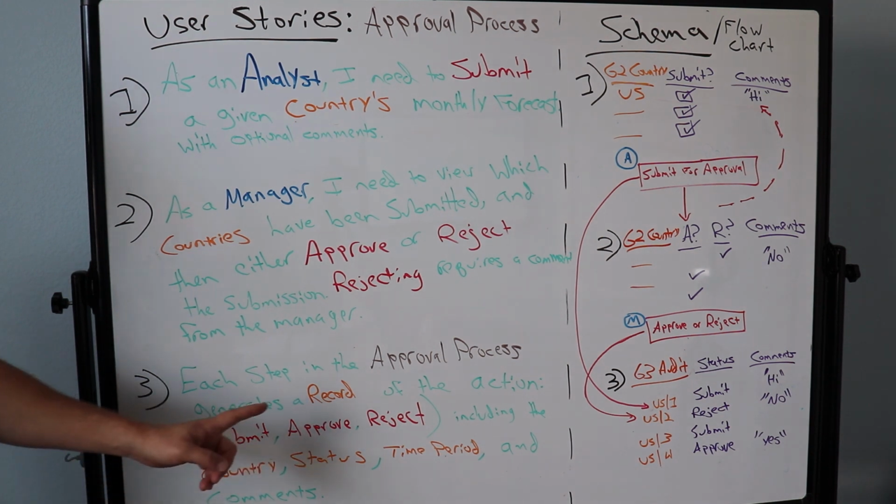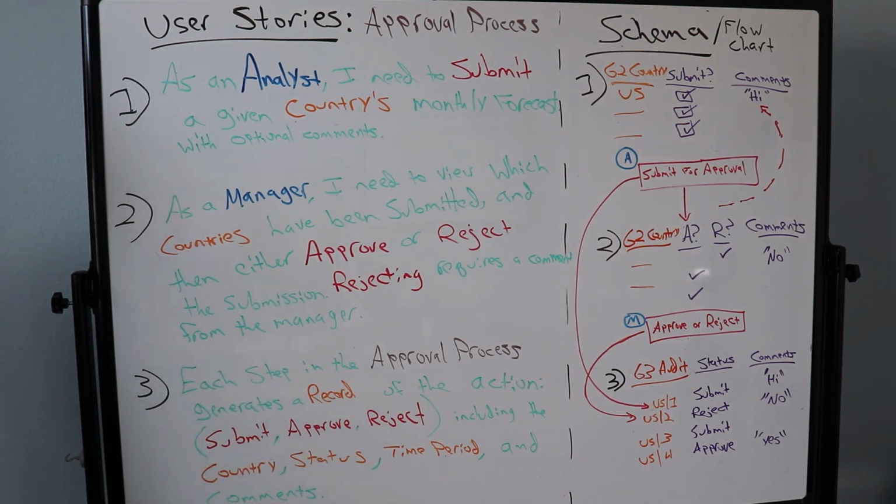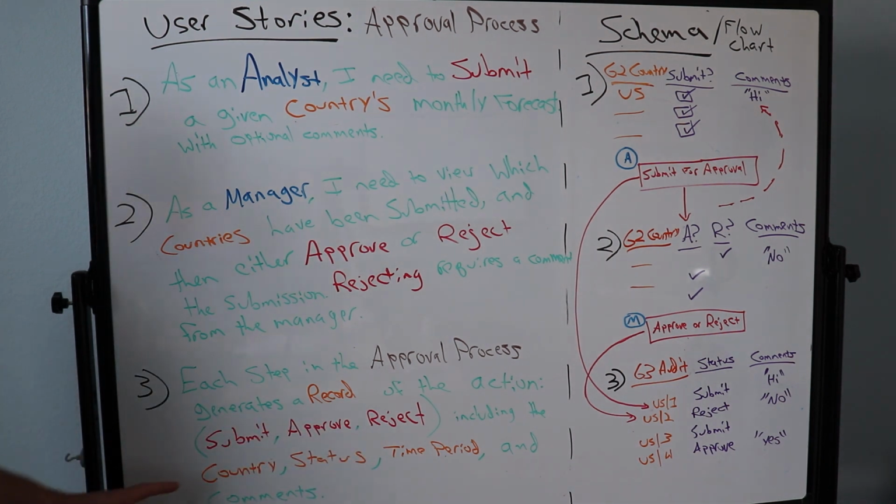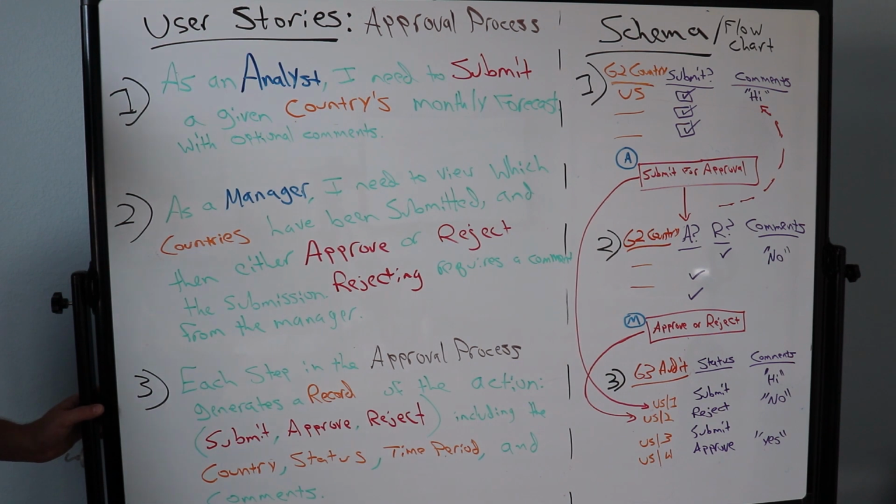Okay. User story number three. Each step in the approval process generates a record of the action, submit, approve, reject, including the country, the status, the time period, and comments. I would call this the audit trail, or there's all sorts of names for it, but I call it the audit trail. We're going to show you how to build that today too.